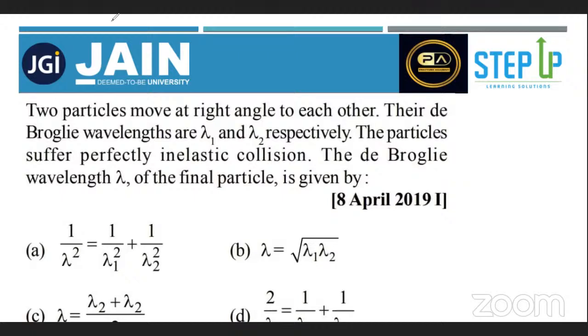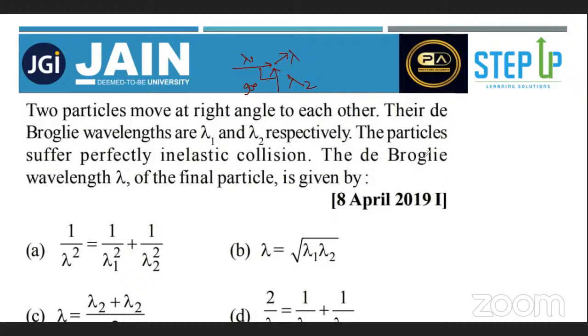Okay. So see, because it's an inelastic collision, and they're saying it is at a right angle, if one is like this, the other has to be like this. So this is moving with lambda 1, say, and this is lambda 2. The angle between them is 90 degrees. So they'll have some resultant. I'm assuming it goes in this direction.